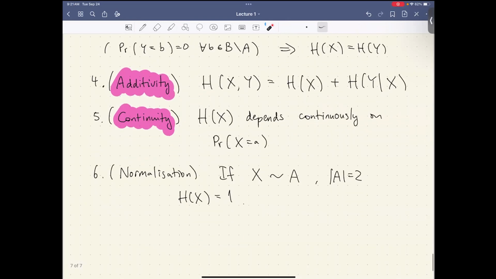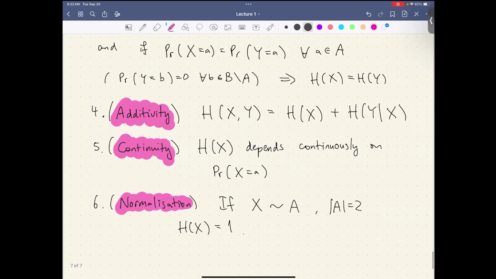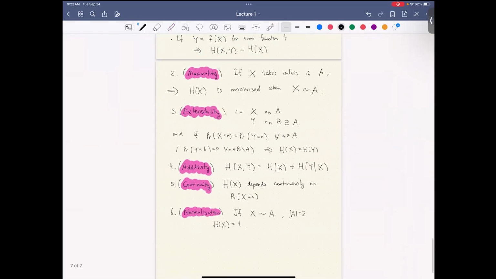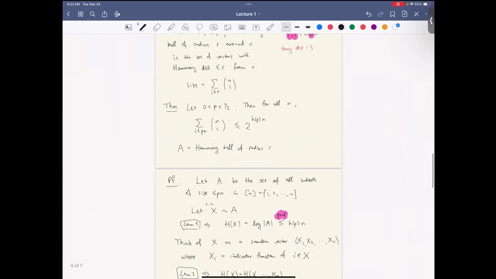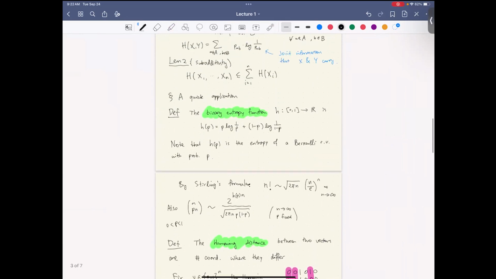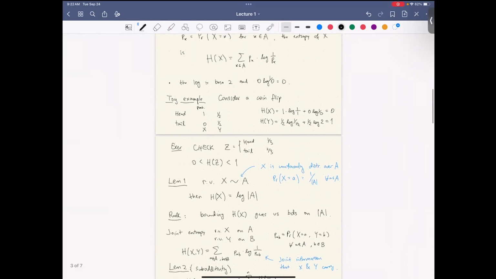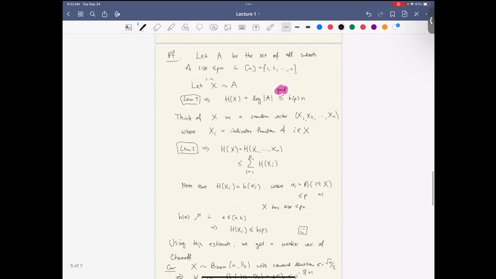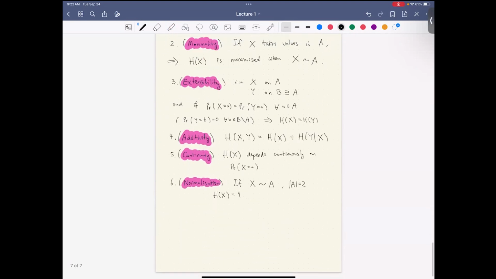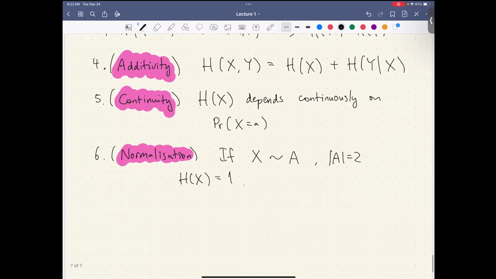We will later see that these 6 axioms will determine this entropy function. We will see that all these 6 axioms together show that this definition is the unique function that satisfies all 6 axioms. Later we'll show.